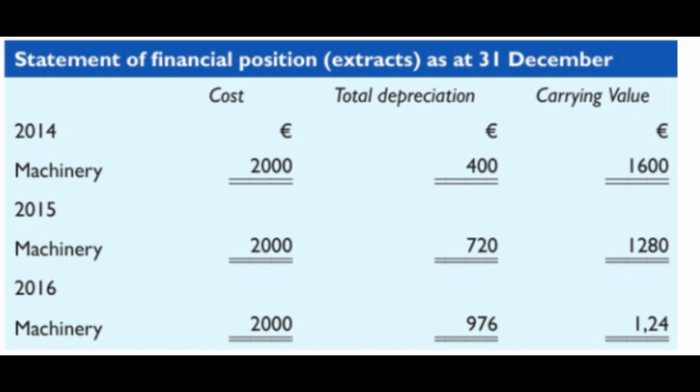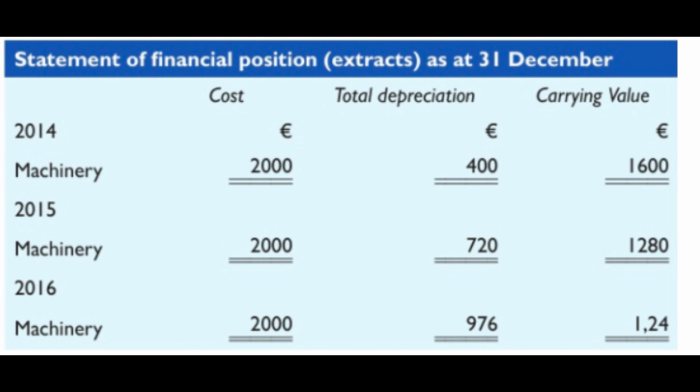And the total depreciation to date is basically 400 euros in the first year, 320 euros in the second year, and 256 euros in the third year. So the cumulative or total depreciation for the 3 years for our machinery comes out to be 976 euros. And this is shown as a deduction from the cost price of the machinery. So this will eventually give you a carrying value of 1,024 euros, which is calculated after you have deducted the total amount of depreciation, 976 euros, from 2,000 euros.